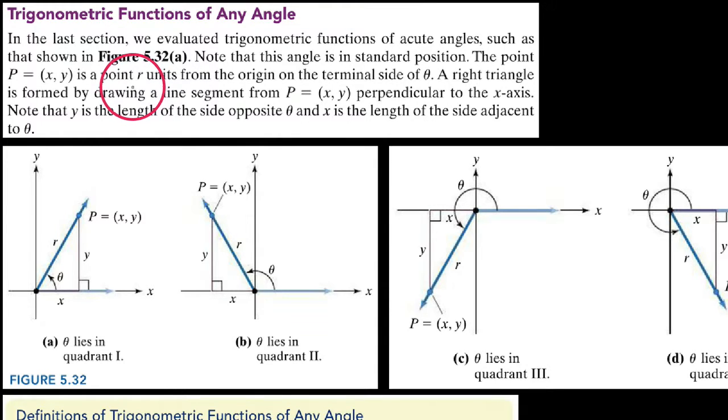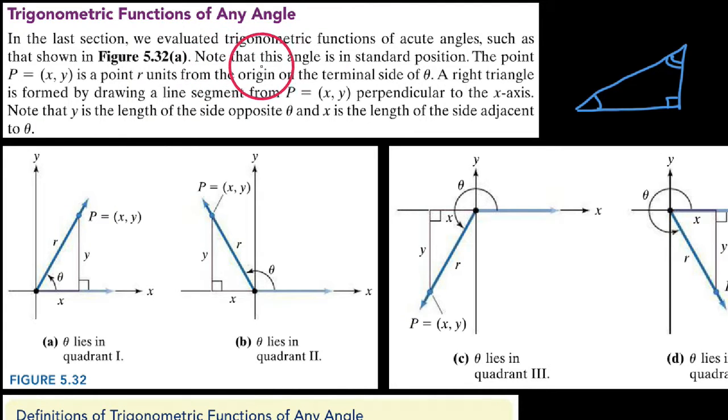Okay, YouTube, in this video we're going to focus on how to evaluate trig functions for any angle. In our last videos, we've been looking at only angles that exist in right triangles, so there are always some acute angles that we're finding the sine, cosine, and tangent of. What I'd like to argue is that we could take this definition of sine, cosine, and tangent that exists for a right triangle and extend it to exist for any angle in the xy coordinate plane.